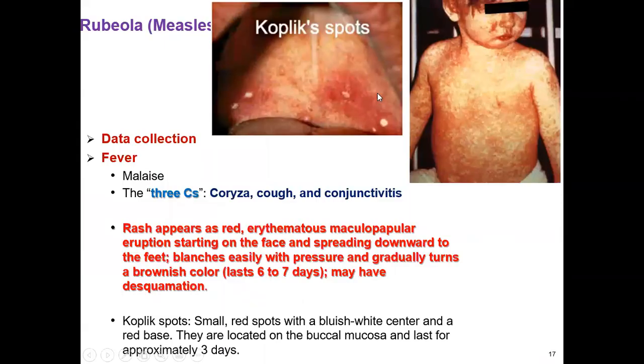Here we are showing the presentation of Rubeola or measles. Sometimes the patient complains of fever, malaise, and cough, conjunctivitis, or coryza. So an easy way to remember is the 3 C's: coryza, cough, and conjunctivitis.